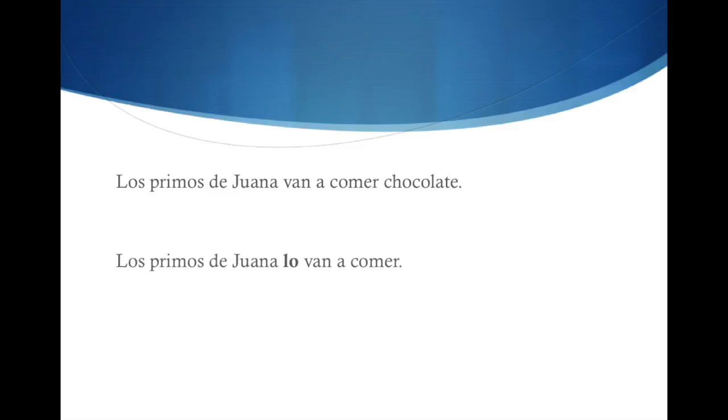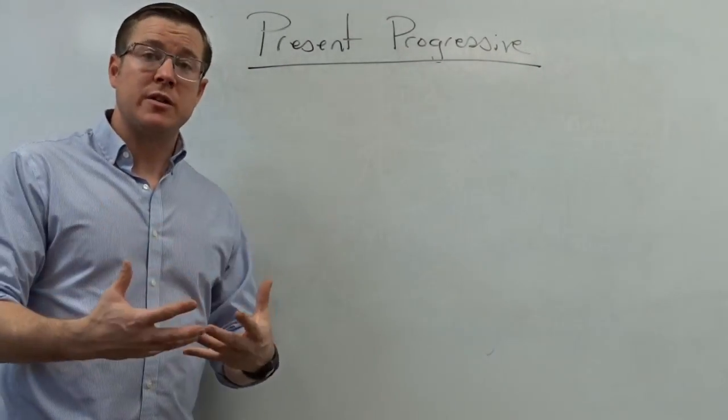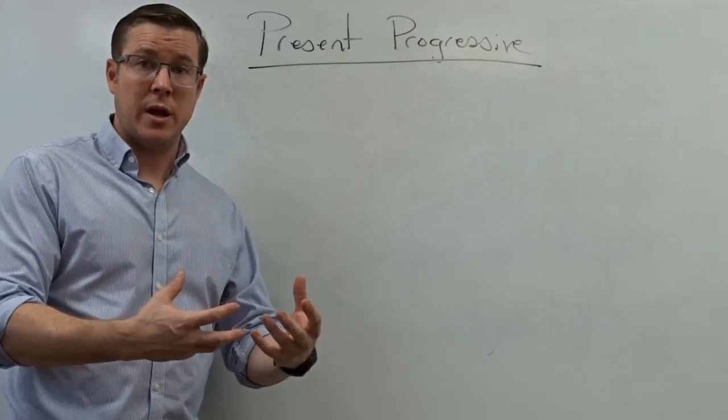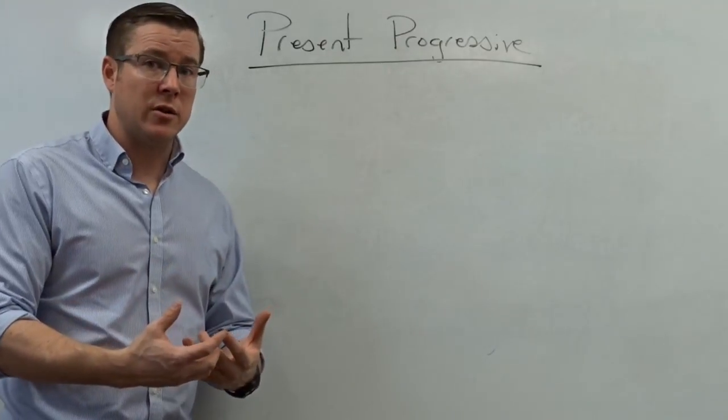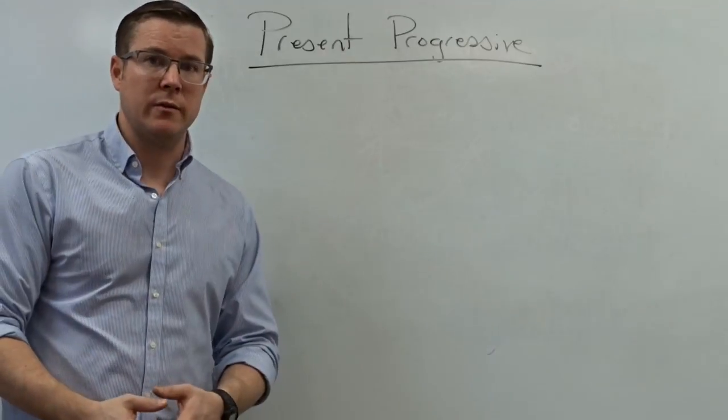Option 1, los primos de Juana lo van a comer. Option 2, los primos de Juana van a comerlo. Okay, we talked about what to do with infinitives and object pronouns. We can also follow that same two-option rule with the present progressive.